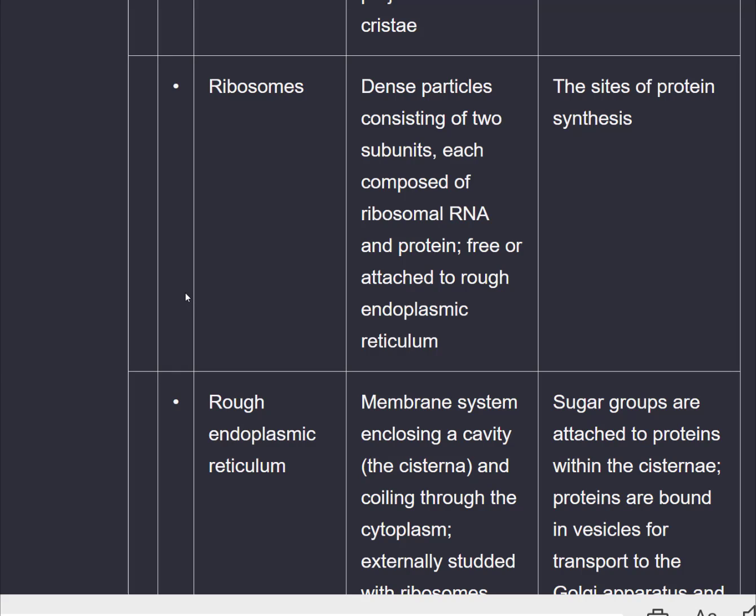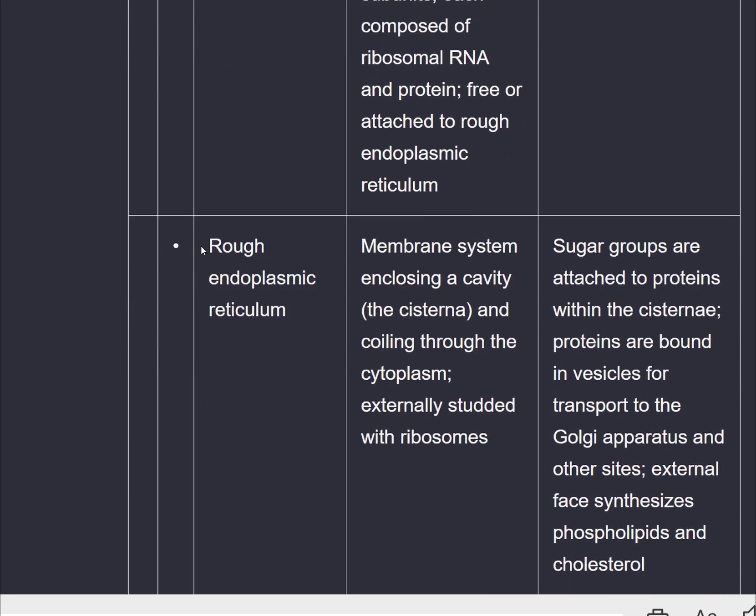Okay, ribosomes. Structure: dense particles consisting of two subunits, each composed of ribosomal RNA and protein. They're free or attached to the rough endoplasmic reticulum, and their function is the site of protein synthesis.